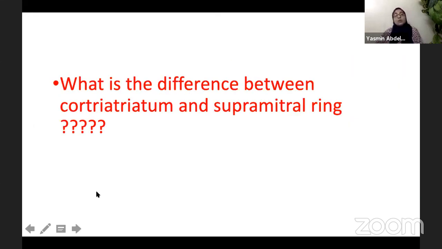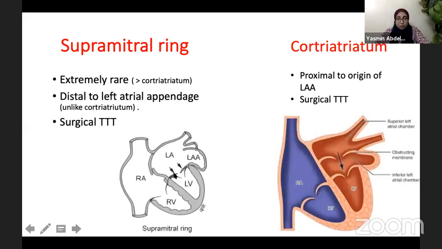So we answered it. And the difference between cor triatriatum and the supramitral ring, I'll show in the next slide. This is a diagram showing the supramitral ring, and this one is showing the cor triatriatum. The supramitral ring is distal to the orifice of the left atrial appendage, while the cor triatriatum is proximal to the opening of the left atrial appendage. Embryologically, cor triatriatum is related to abnormal development of pulmonary veins entering the left atrium, while the supramitral ring is related to the embryology of the cardiac tracts, aortic valve and mitral valve development. So both are treated surgically by resection, of course, if the patient is symptomatic and not controlled by medical treatment.